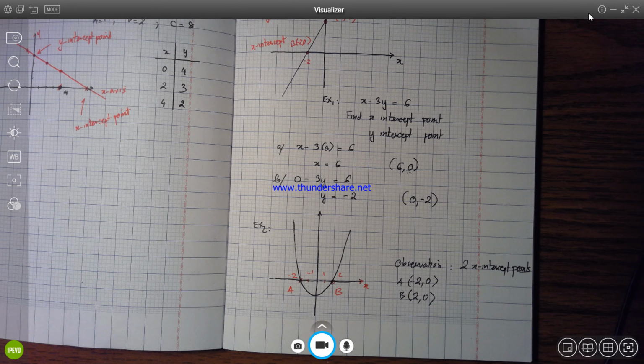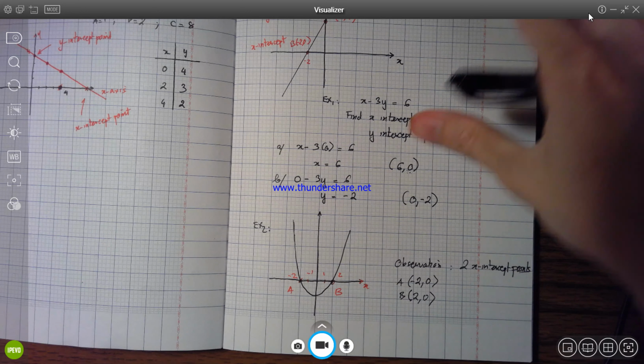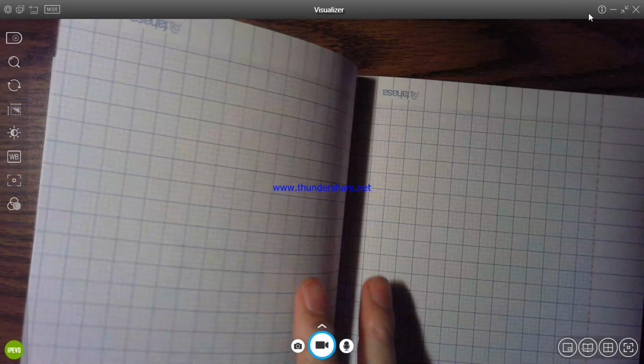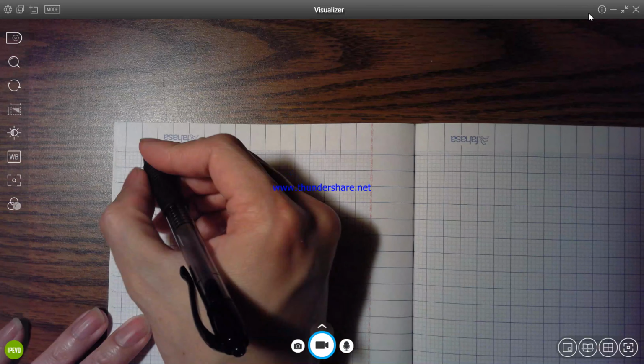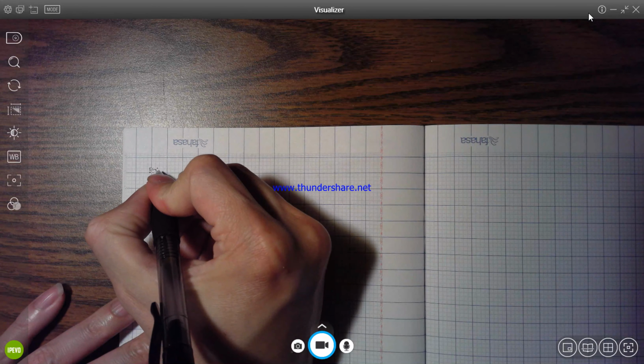If you have a vertical line, for example, in the previous video I gave you the vertical line, the vertical line has the equation x equals a constant. Then in that case, we have only one intercept. This is the x-intercept. Example 3. I'm afraid that some of you forgot, so I'm going to go ahead and write out the example.